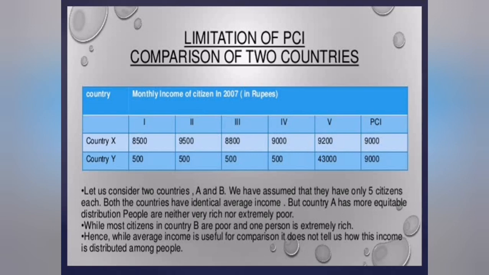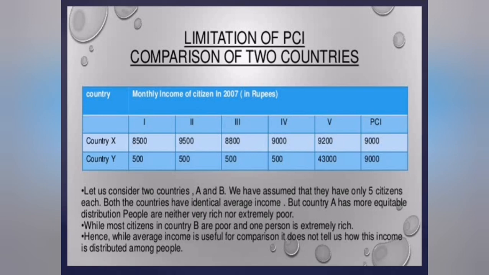Look at this table. Here we are trying to compare two countries based on their per capita income, for identifying the limitation of per capita income as an indicator of economic development. Let's consider two countries, country X and country Y. We have assumed that they have only 5 citizens each. Both the countries have identical average income. But country X has more equitable distribution of income because people in country X are neither very rich nor extremely poor.